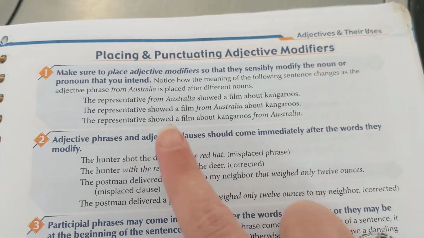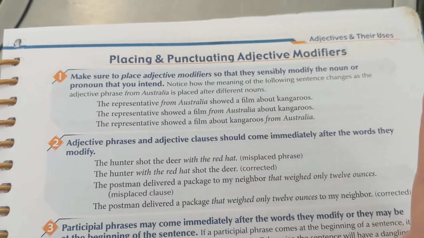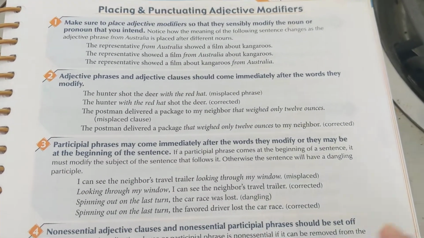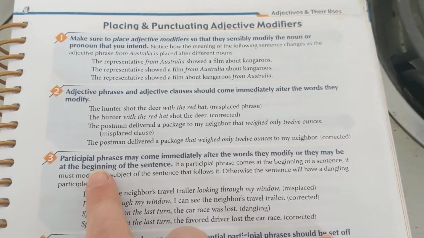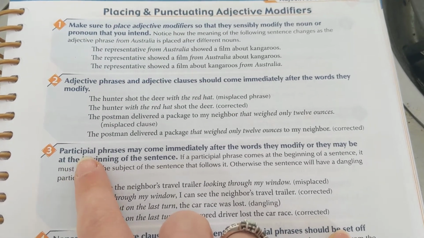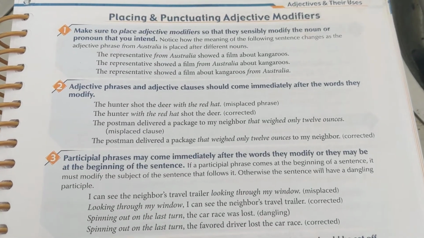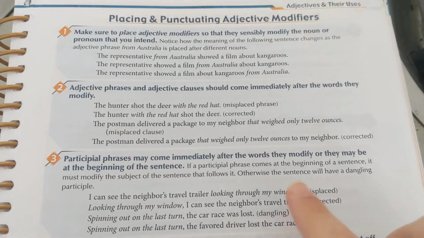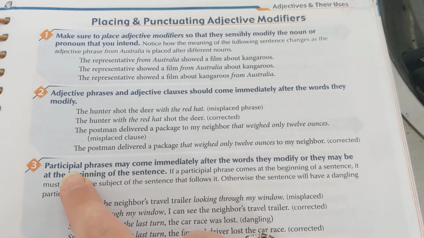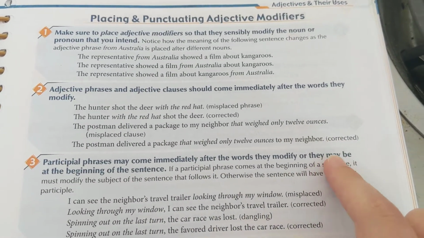So you've got to make sure that your adjective clauses and your adjective phrases, those descriptive words, come immediately after the words they are modifying or describing. Now, number 3, we've just done participial phrases and we just diagrammed those. If you don't remember participial phrases, those verbs that are acting as adjectives, pause this video, go back in your book a couple pages, I believe to page 149, and that will refresh your memory what participles are.